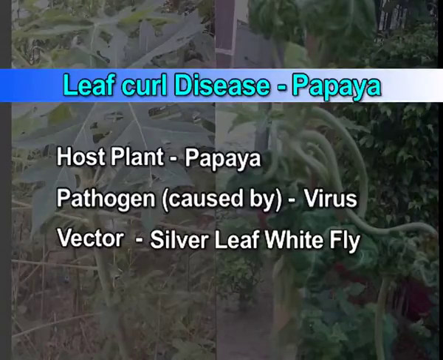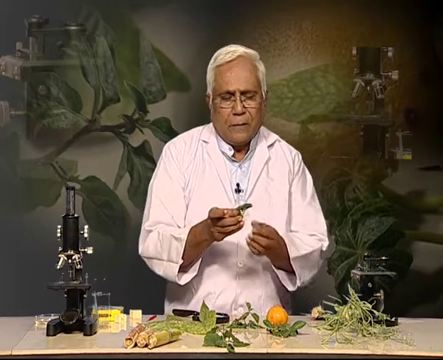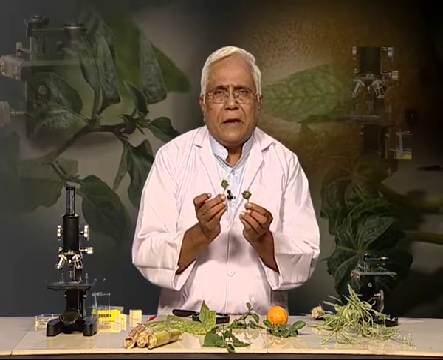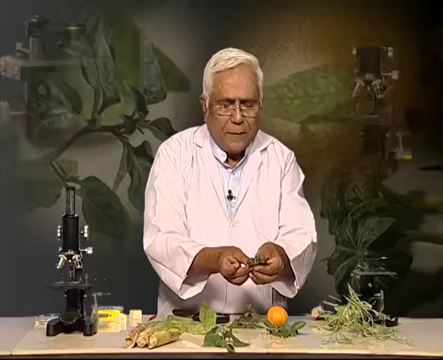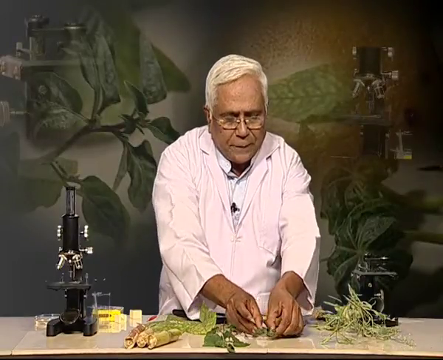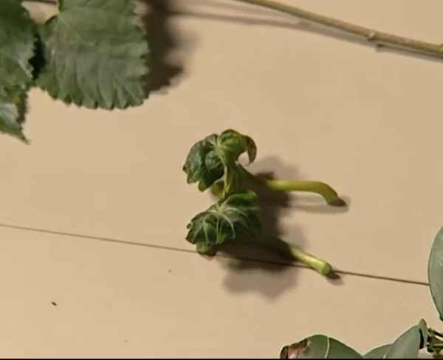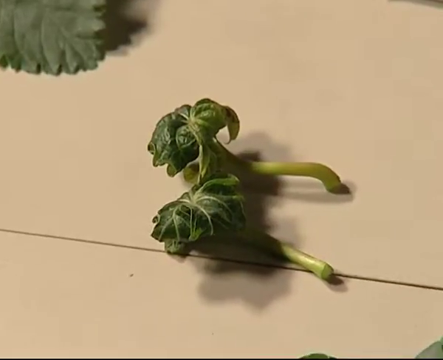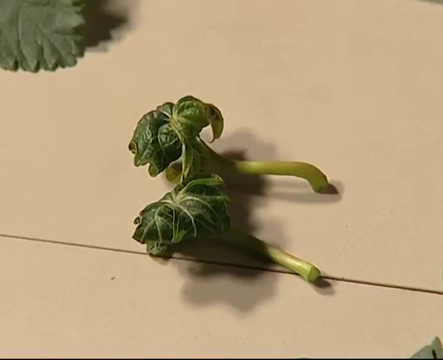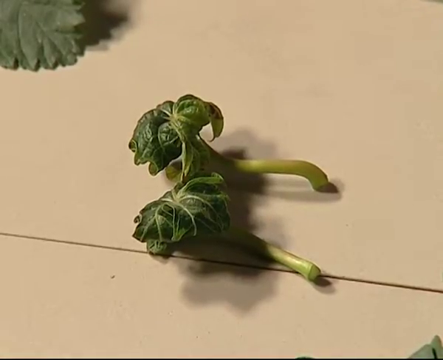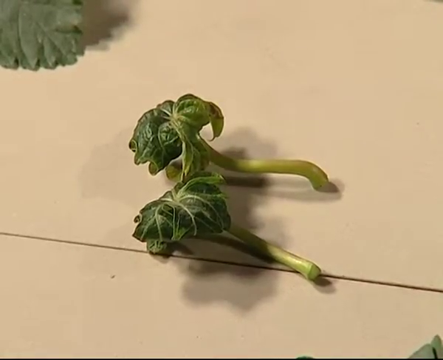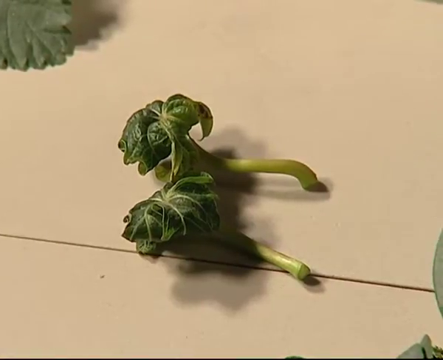The next one is a viral disease in papaya or papita, papaya leaf curl disease. Here are the infected leaves of papaya. As you see, the leaf is stunted in growth, reduced size. It is a vector borne viral disease. The vector is silver leaf white fly. Its name is Bemisia tabaci.